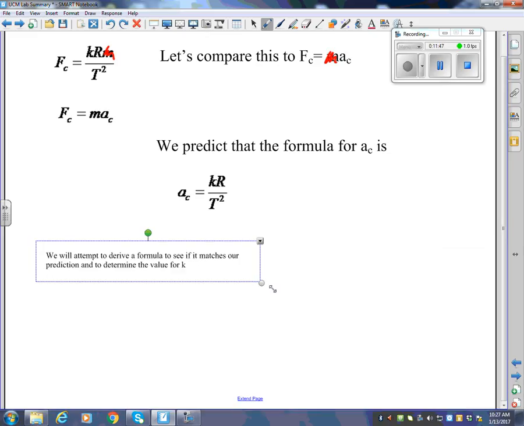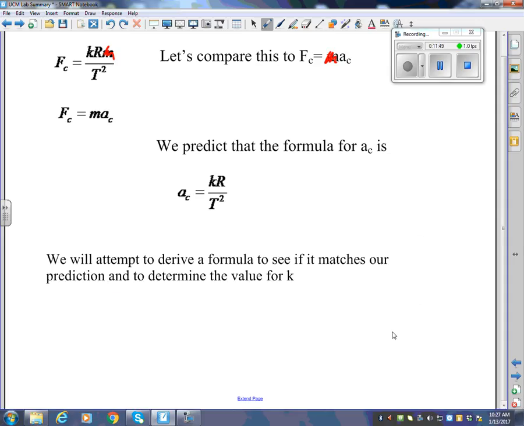We're going to attempt to derive a formula to see if it matches our prediction and to determine the value of K. So by geometry, using nothing but our brains, we're going to try to come up with this formula. Okay, this is our prediction based on the data from our experiment and the shapes of the graphs that we came up with. And I'm obviously showing you the path.